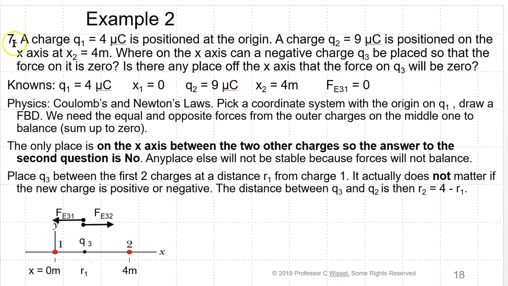Okay, here's an example. A charge of Q1 equals 4 microcoulombs is positioned at the origin. A charge Q2 of 9 microcoulombs is positioned on the x-axis at a point of x2 equals 4 meters. Where on the x-axis can a negative charge Q3 be placed such the force on it is exactly 0? Is there any place off the x-axis where the force on Q3 will be 0?